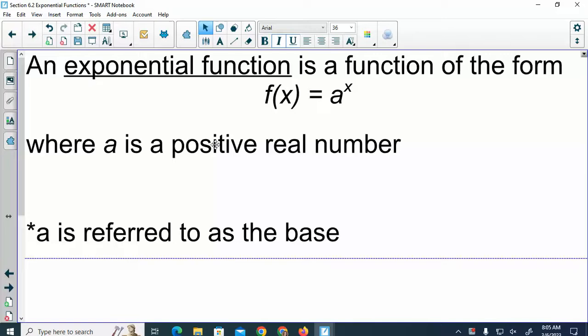A is just a positive number, and it's called the base, and then x is your variable, and that is located in the exponent.